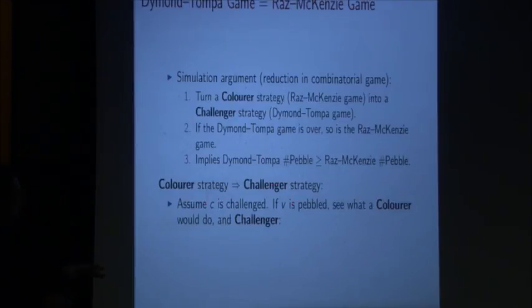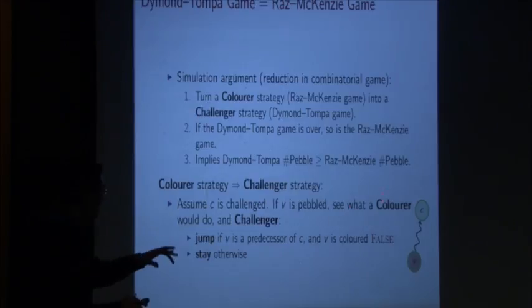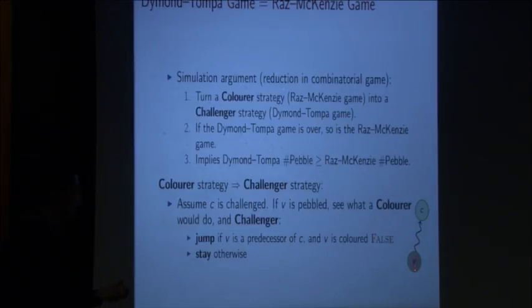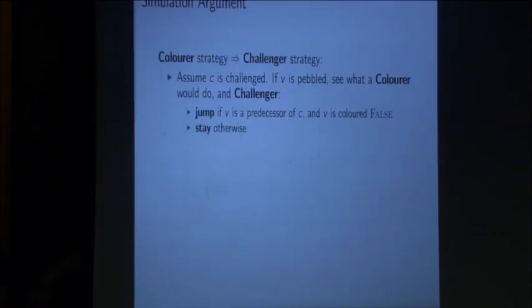Now, if a certain node is pebbled, then you think about what the color strategy would do, and the challenger will try to respond. If the colorer in the Ross-Mackenzie Pebble game colors it false, then the challenger in the diamond topology Pebble game would jump. Otherwise, the challenger would stay. This is a complete description of the simulation of strategies.